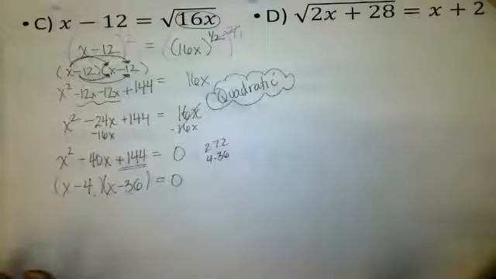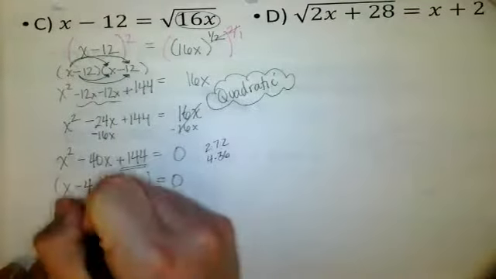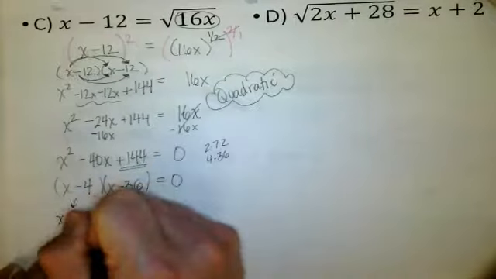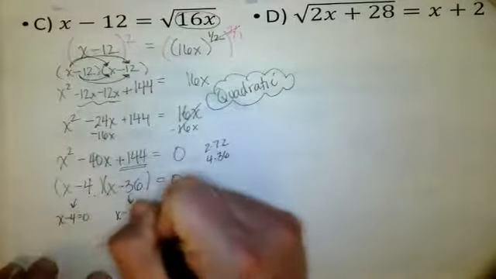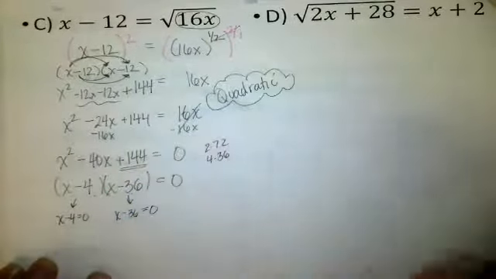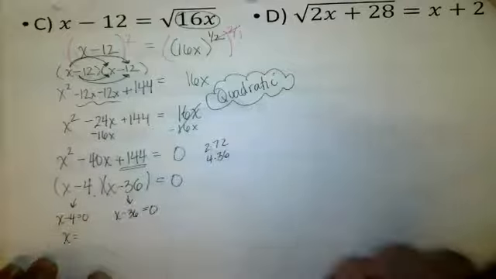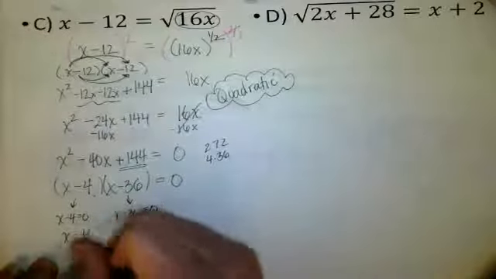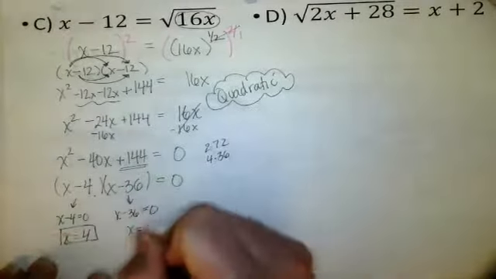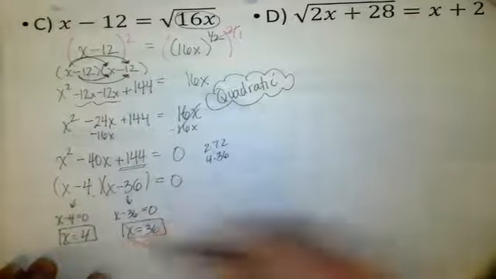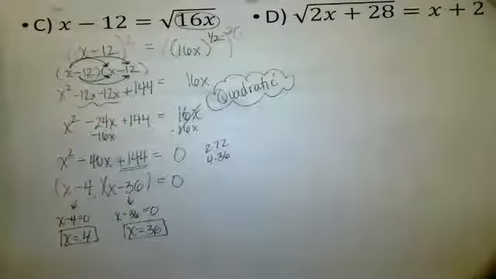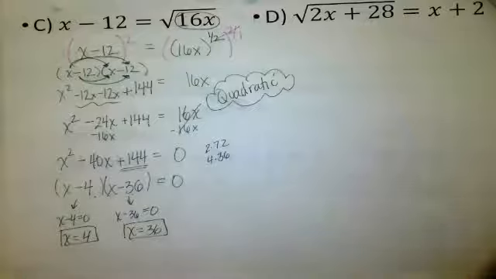Now what do we do? Set them equal to 0. So x minus 4 equals 0. X minus 36 equals 0. Which means x equals what? 4 and x equals 36. Very good. All right. But again, we don't really know.